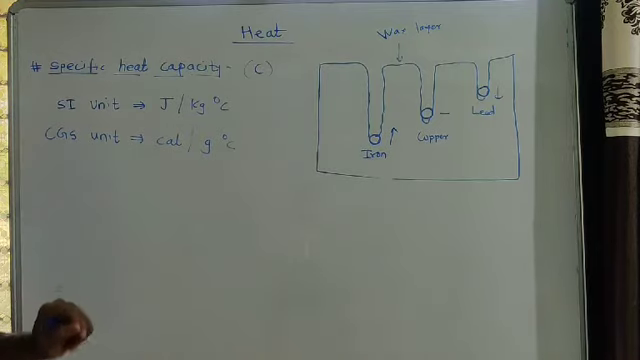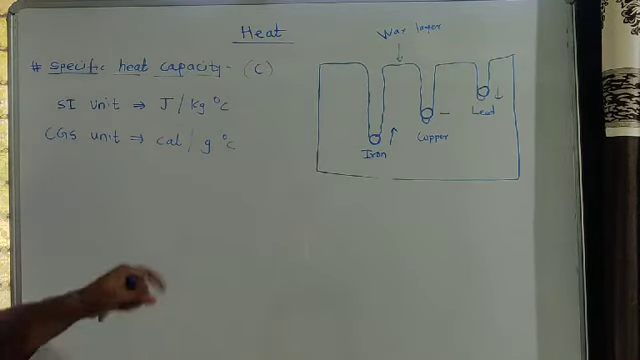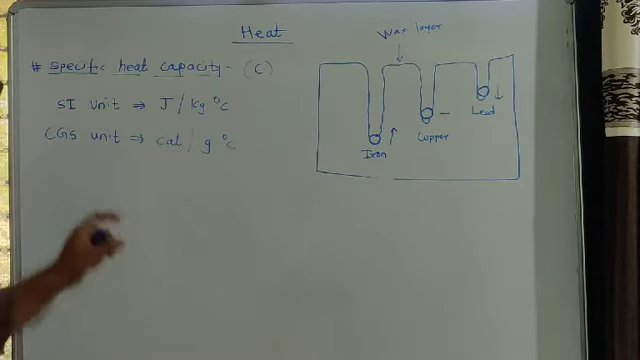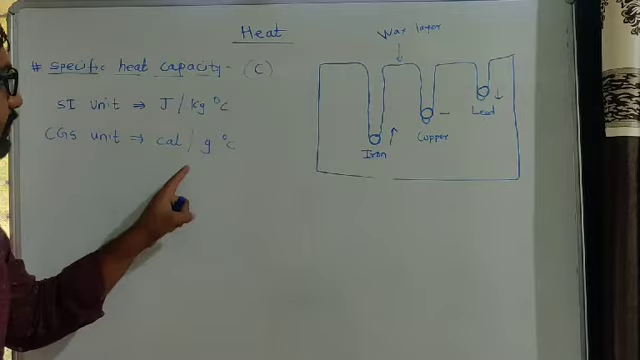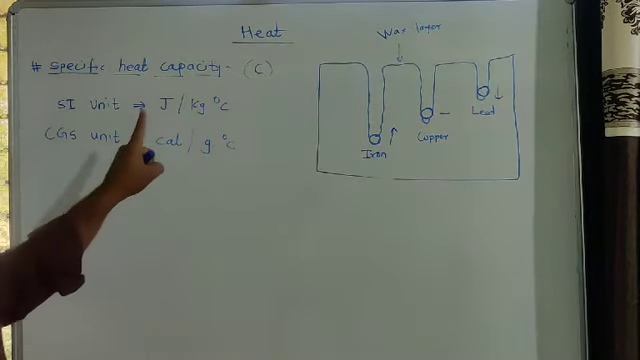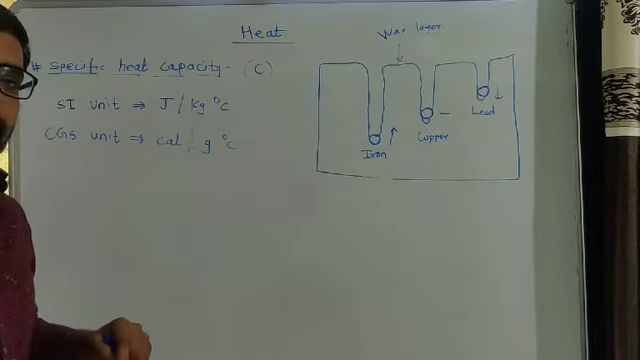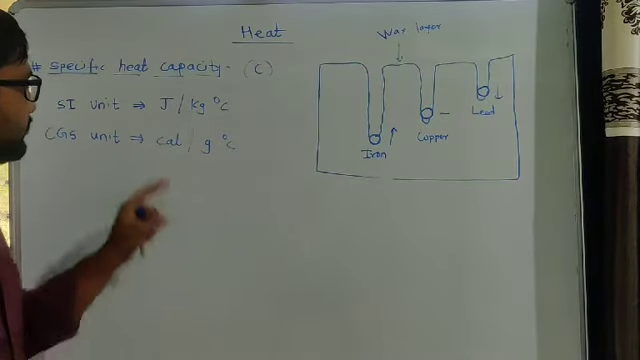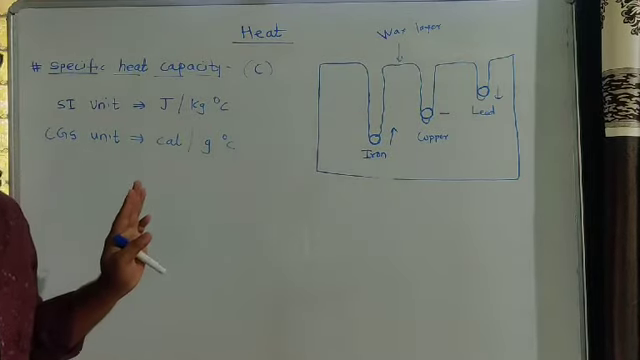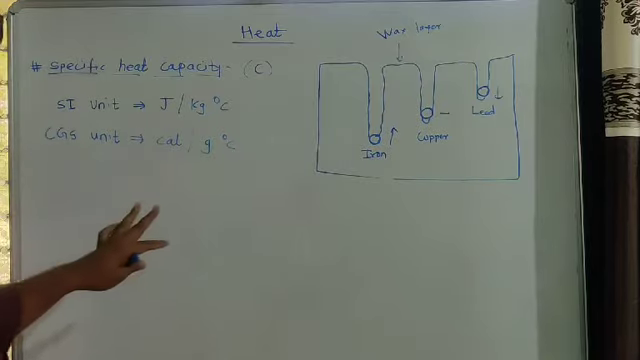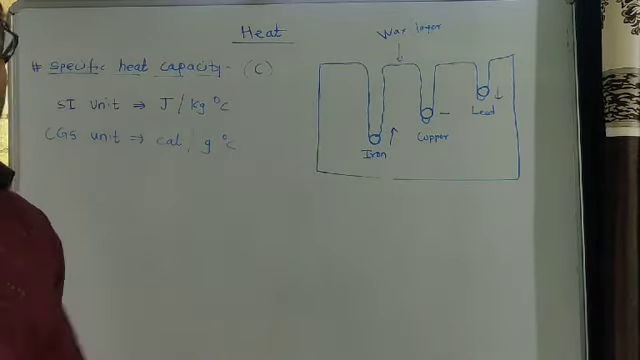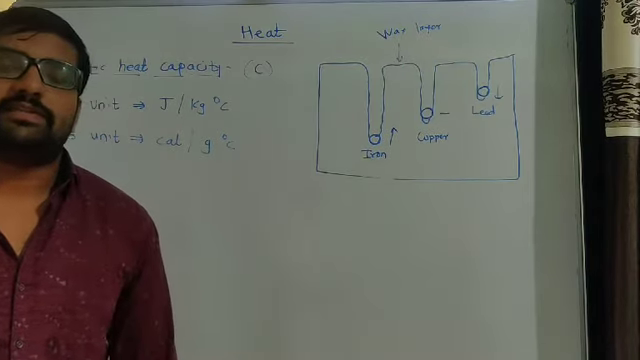The SI unit of specific heat capacity is joule per kilogram degree Celsius, and the CGS unit is calorie per gram degree Celsius. In this way, specific heat capacity can be measured in these units. One chart of specific heat capacity is given.